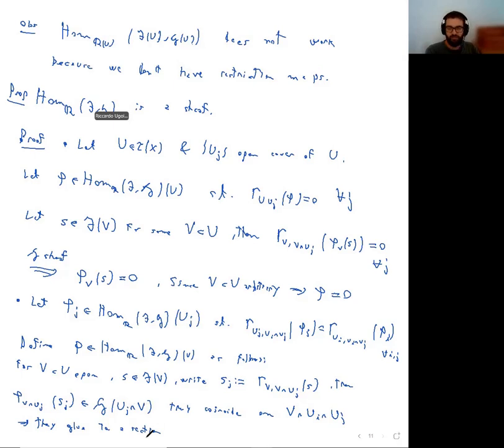And of course, this U_j intersected V is a covering of V. So they glue to a section of G over V. And well, we just call this section the image. Okay, so in particular, they do glue.